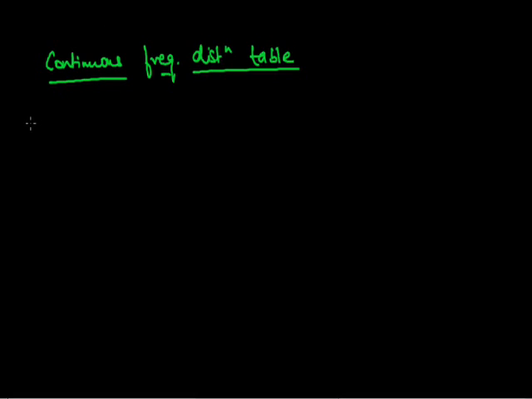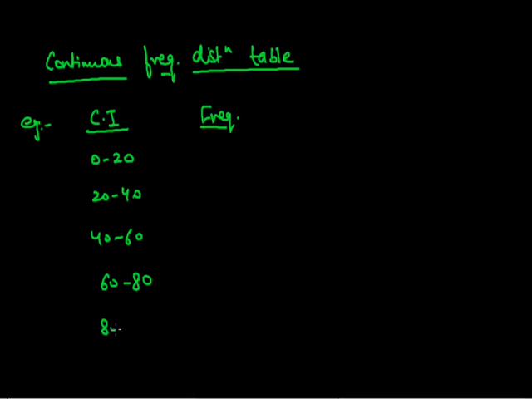Suppose I take an example based on this. As you know, the continuous frequency distribution table consists of class intervals and frequencies. So let's take the class intervals as 0 to 20, 20 to 40, 40 to 60, 60 to 80, and accordingly 80 to 100. And we will take the frequencies as 15, 8, 21, 29 and 17.